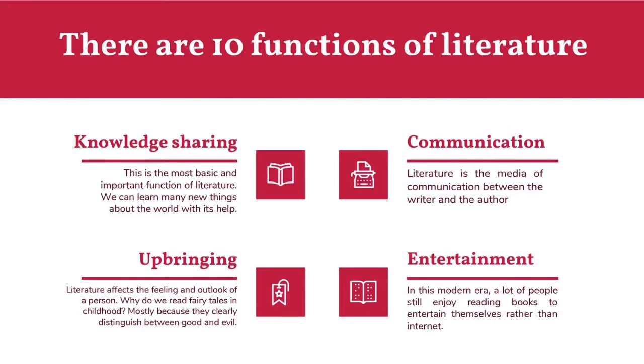Number 2 is upbringing or education. Literature affect the feeling and outlook a person. Why do we read fairy tales in childhood? Mostly because they clearly distinguish between good and evil. At a young age, mostly children have been taught how to differentiate the goodness and evil in their life through popular fairy tale, for example Cinderella, Alice in the Wonderland, and etc.